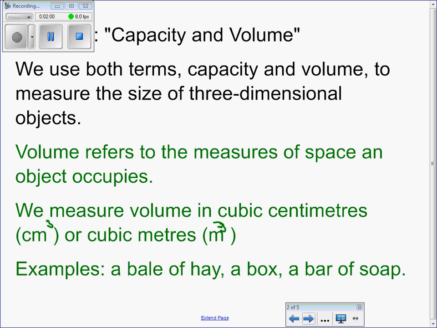And remember, we've written cubic centimeters as centimeters to the third power. And if you remember the third power, because we have a length, we have a width, we have a height of an object. Or cubic meters, which is meters cubed.